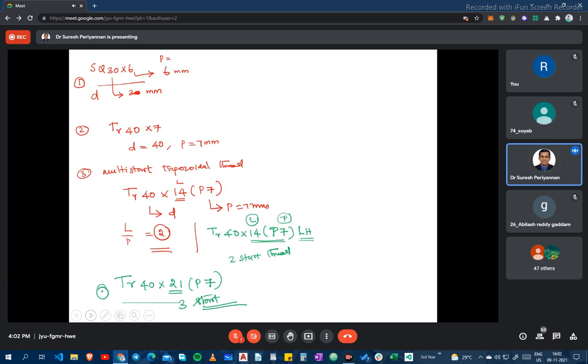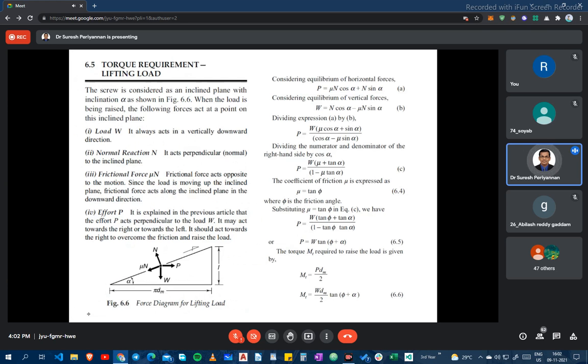Now I come to the torque requirement while lifting the load. Anyway, the basics we have discussed. Now we are going to discuss how much load is required to lift the weight by applying the load on the handle.